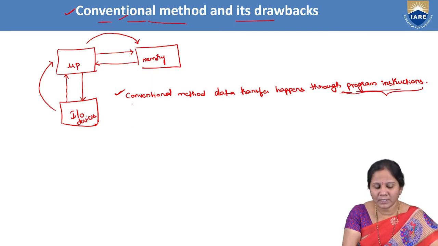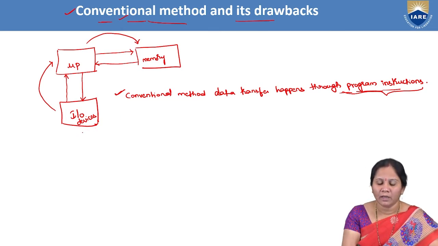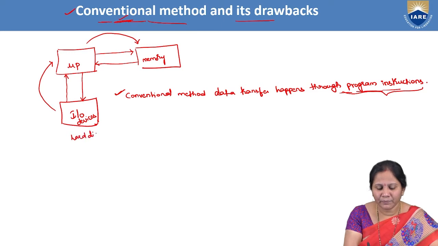So here in this case, generally the IO devices can be any IO device. But in this conventional method, the drawback occurs if the selected IO devices are fast devices, for example, either it may be hard disk or optical disk.